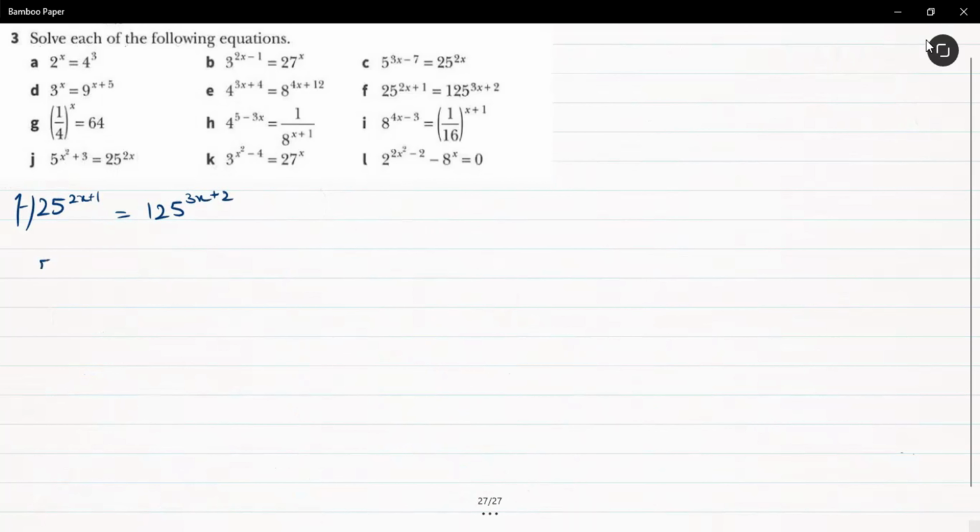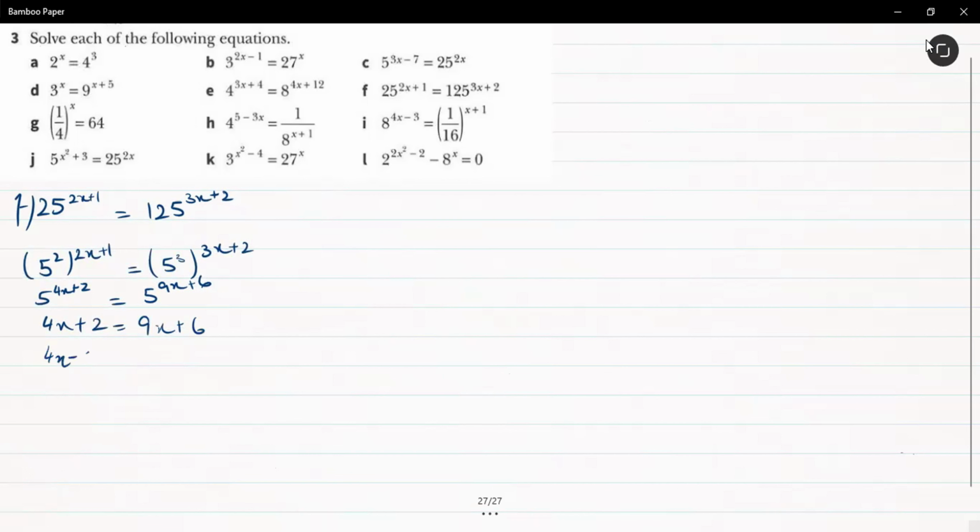Again, 5 squared is equal to 25. So 5 squared raised to the power 2x plus 1 is equal to 5 cubed raised to the power 3x plus 2. Now simplify this. 5 to the 4x plus 2 is equal to 5 to the 9x plus 6. So 4x plus 2 is equal to 9x plus 6, and 4x minus 9x is equal to 6 minus 2. Simplify this.